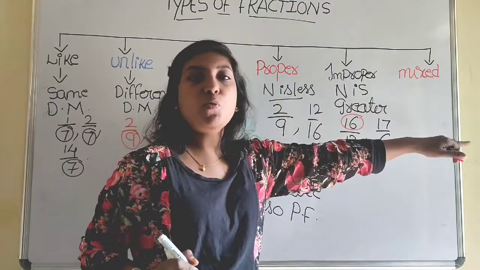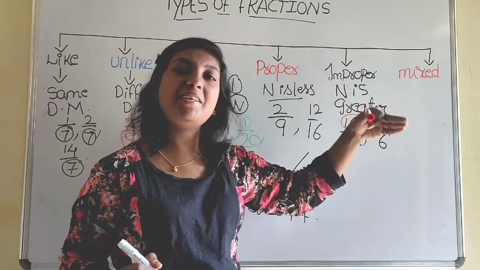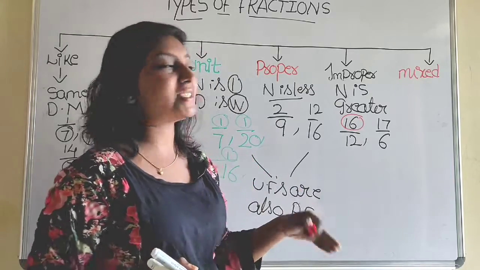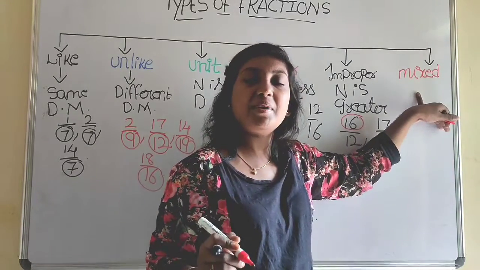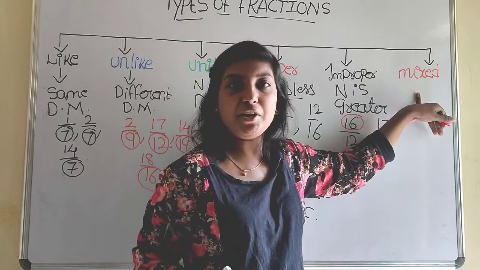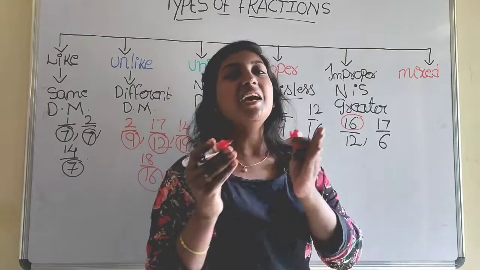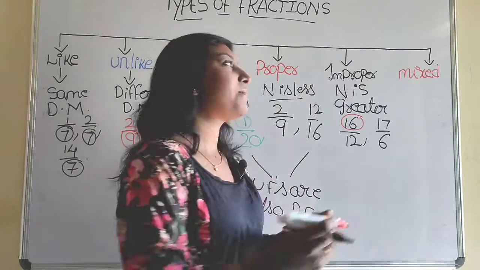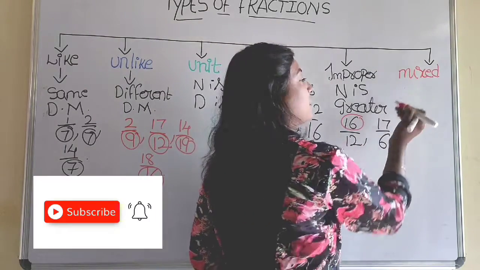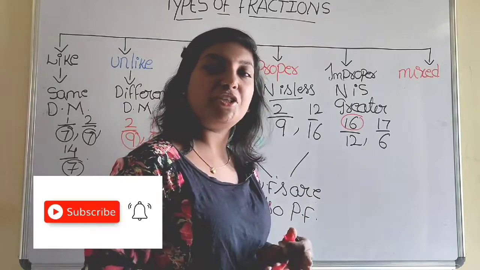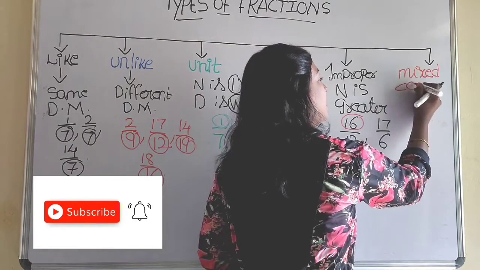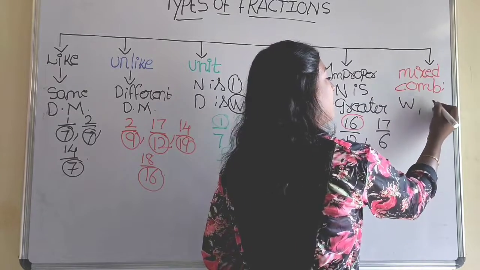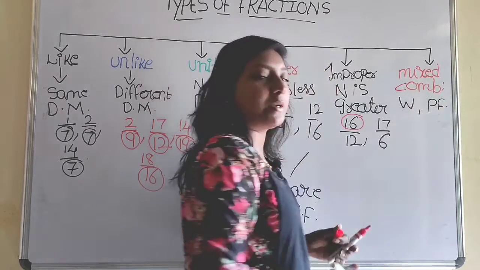Now, let's move on to the next fraction, that is mixed fraction, which is the last of the types of fractions. So, mixed fraction is nothing but a combination of a whole number and a fraction. Which type of fraction? That is proper fraction. So, mixed fraction is a combination of a whole number and a proper fraction.